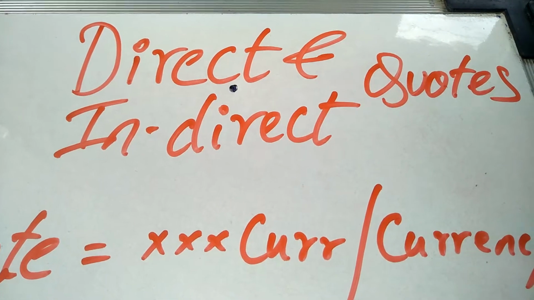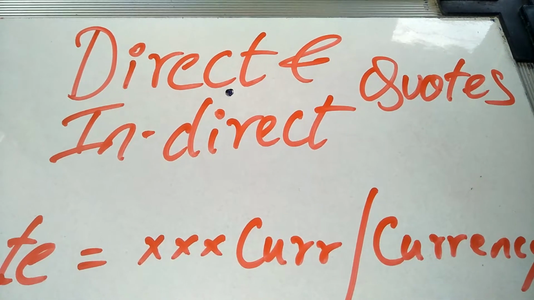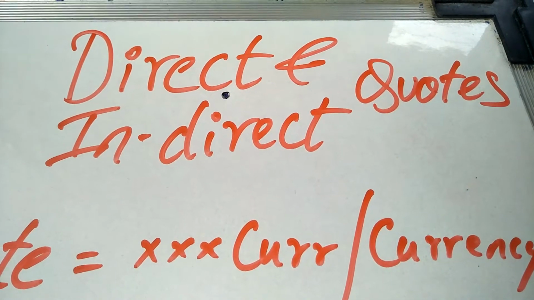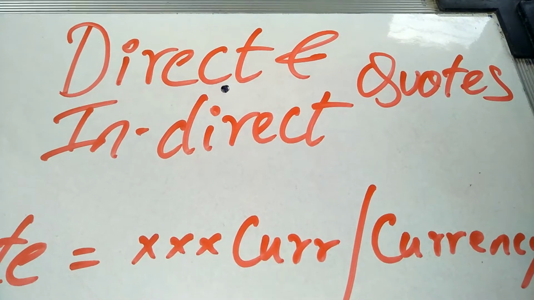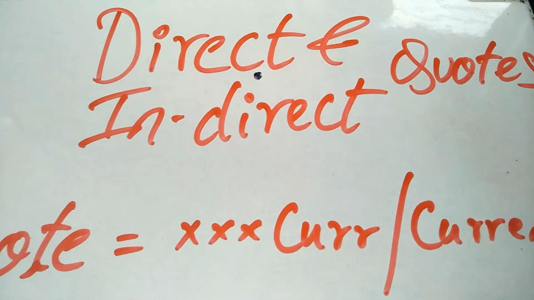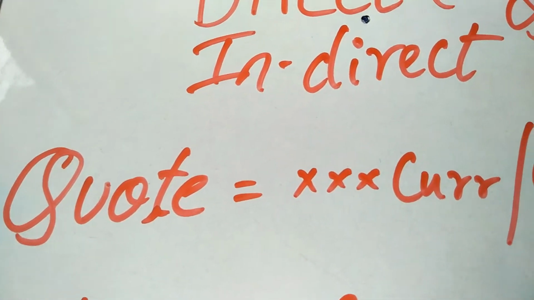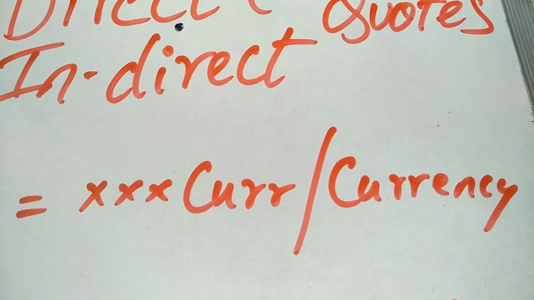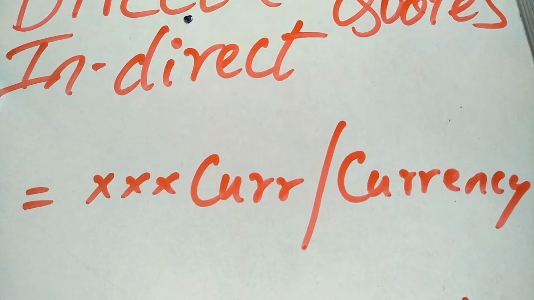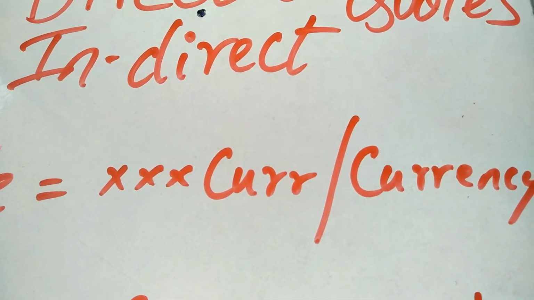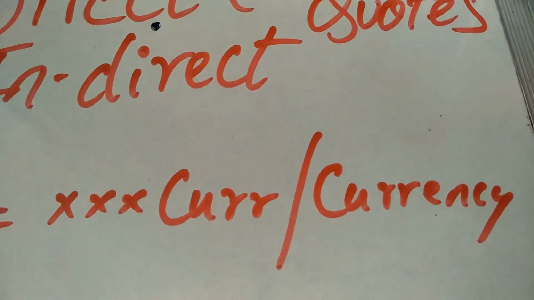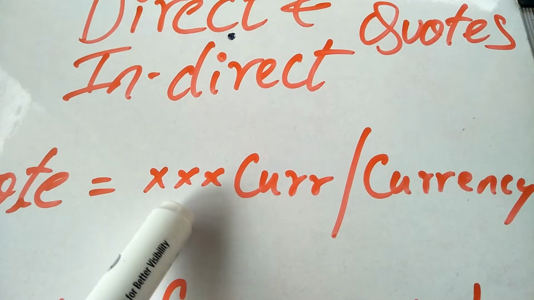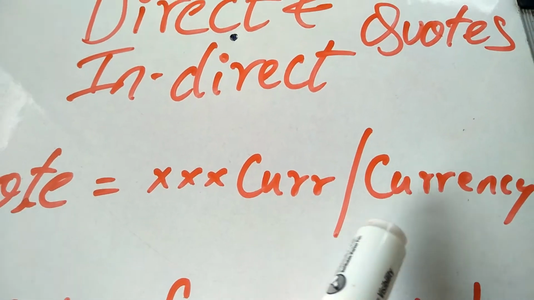Yes, direct quote and indirect quote are necessary to understand if we need to read a quote properly. How to read a quote is really very important. When we talk of foreign exchange, we usually get the foreign exchange quote like this: some amount of some currency per some currency. What does this mean? Here you have one currency traded for the other currency. In other words, some X currency per one currency.